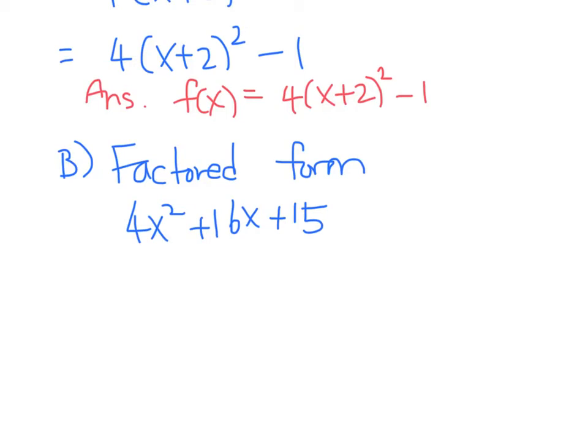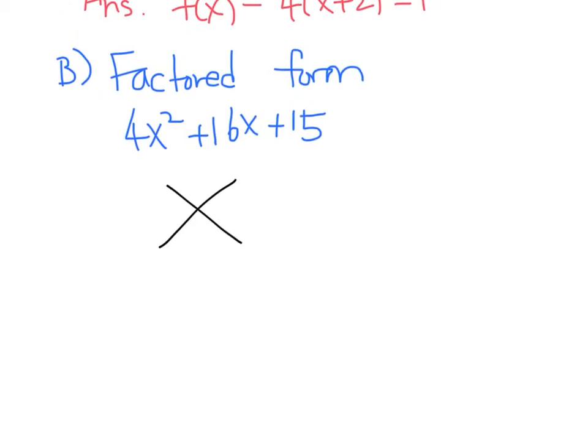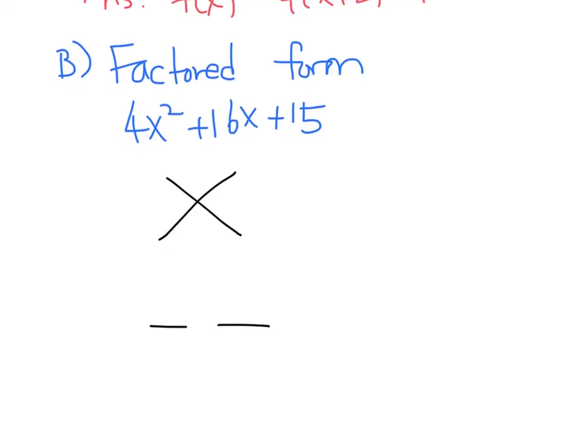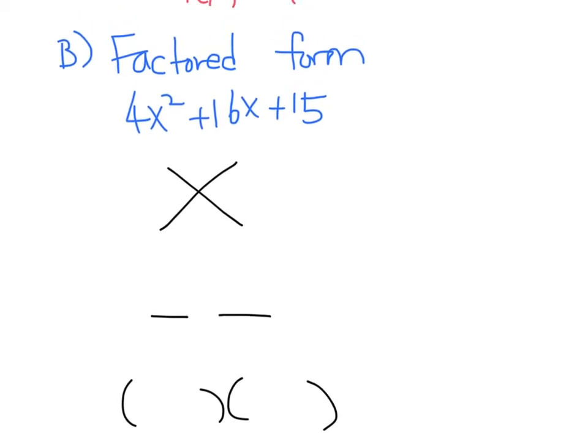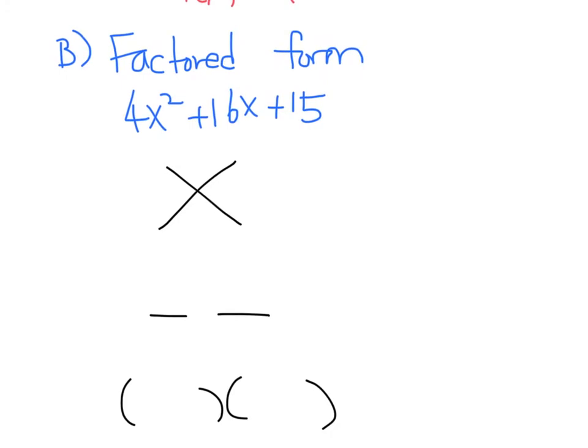Okay? And so for those of you who remember the work, all you had to do was first draw the big X. And then you had to do the fraction bar. And then you will get your answer, which is going to be in parentheses, right? It was a very simple process for the factored form. So let's go ahead and work it out, okay?